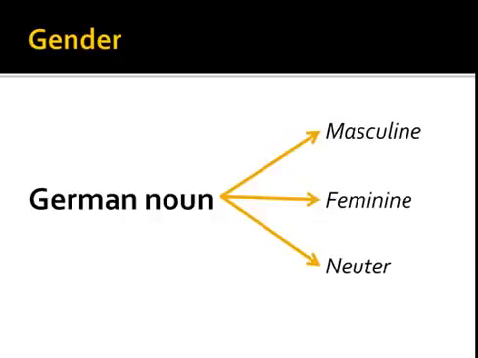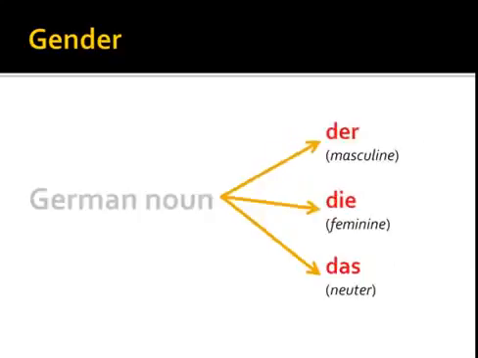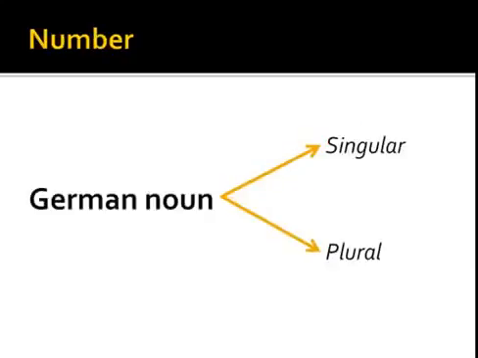Now, the gender of a noun is indicated by the definite article. So, for instance, a masculine noun will be preceded by der. A feminine noun could be preceded by die. A neuter noun could be preceded by das. In addition to gender, a German noun will indicate number. A German noun is either singular or it is plural.